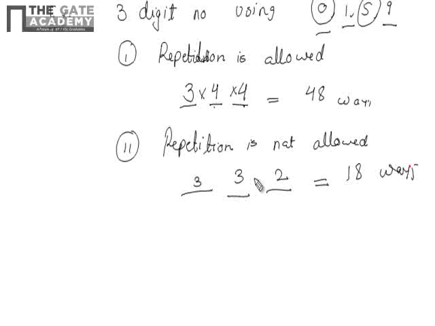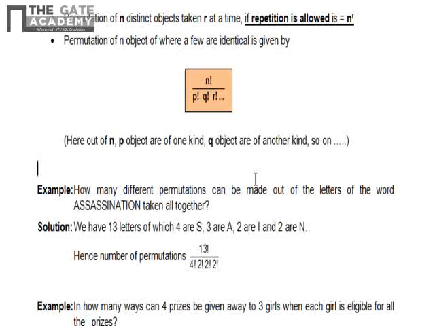Now I think you are much clearer about how to find this. Now you can see here the permutation of n distinct objects taken r at a time. If repetition is allowed, then n raised to r, which we got in our problem, that 9 raised to 5. Now this is a very important formula.